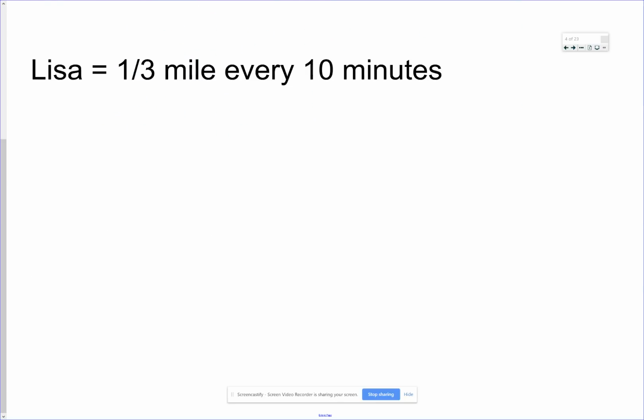Lisa is walking a third of a mile every 10 minutes. Oh, gross. Those numbers are kind of nasty. So if you like thinking about this as a clock, then I could draw something like that over here. Here's a clock, every 10 minutes. Now I'm going to draw this clock knowing full well that maybe this might not be the best visual for some of you.